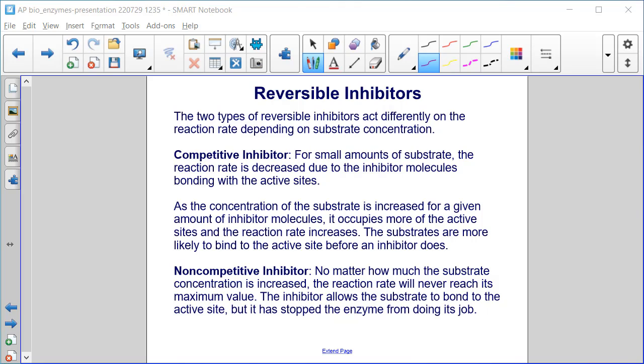For non-competitive inhibitors, no matter how much the substrate concentration is increased, the reaction rate will never reach its maximum value. The inhibitor allows the substrate to bond to the active site, but it has stopped the enzyme from doing its job. Remember, we talked about how that change in shape due to that bonding at that allosteric site changes the shape of the active site and prevents the reaction from occurring.